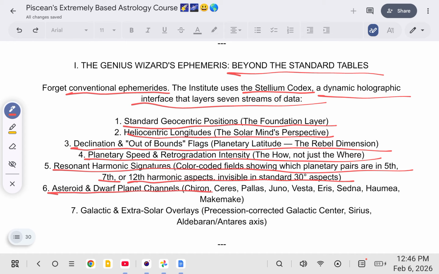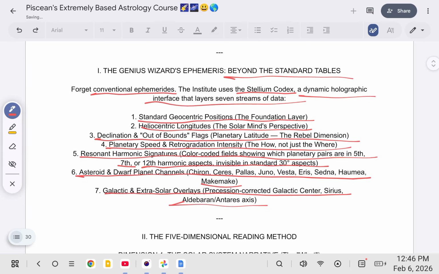Asteroid and dwarf planet channels: Chiron, Ceres, Pallas, Juno, Vesta, Eris, Sedna, Haumea, Makemake. Galactic and extrasolar overlays, precession corrected: galactic center, Sirius, Aldebaran, Antares, Axis.